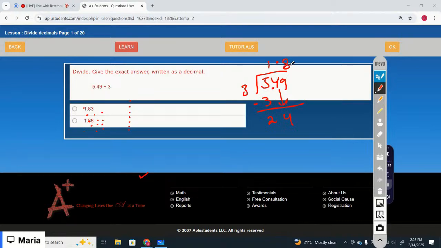3 times 8 is 24. You have 0. Bring the last digit down. You can go for 3 times 3 is 9. So that is 1.83. Option number 1 is the correct option.